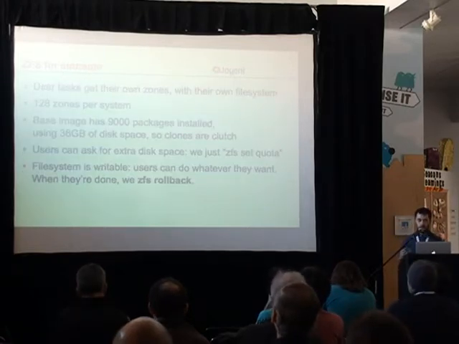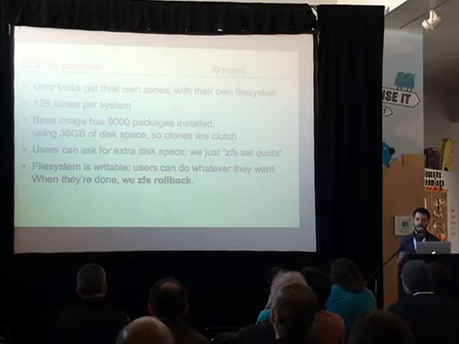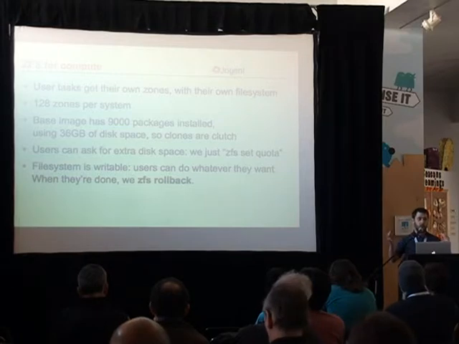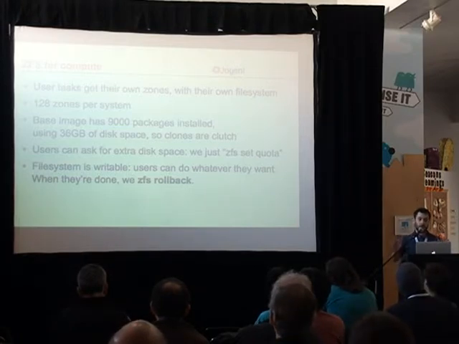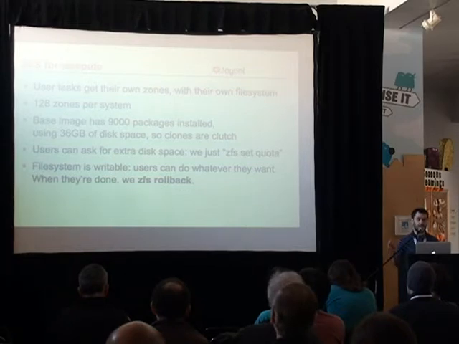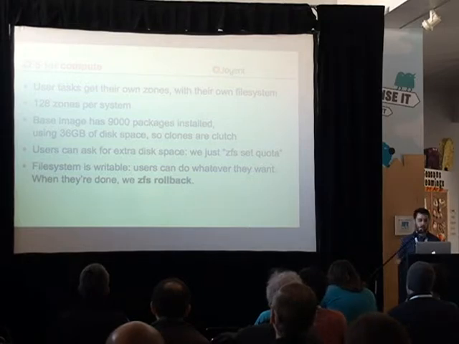In terms of compute, I alluded to a lot of this before. User tasks get their own zones with their own file system. And we run with 128 zones per system. We do that because our basic idea about scheduling is, hey, the kernel is actually really good at scheduling, so we're just going to throw as much work at the kernel as possible and not queue outside the system. Allow the kernel to deal with CPU saturation, which it does very well. So that's why we have 128 zones per system. These are 256 gig DRAM systems, and it's like 7 terabytes of usable storage. So these are pretty big systems. They can run kind of a lot of stuff.